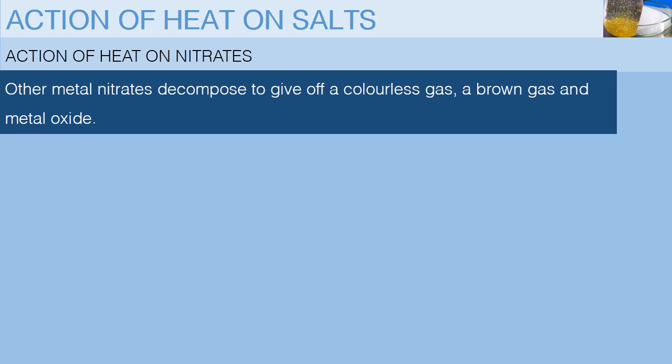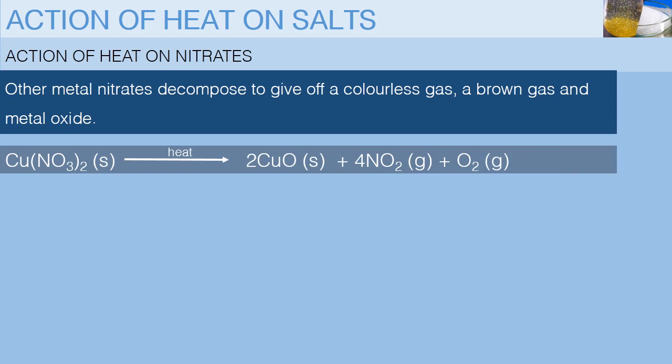Well, the nitrates of other metals that are in the middle of the reactivity series will give off a colorless gas, a brown gas, and a metal oxide. Do you remember the permanent changes in Form 1? At that time, we heated copper nitrate. What were the products? I guess you said these products: nitrogen 4 oxide gas and oxygen gas plus a black solid of metal oxide.